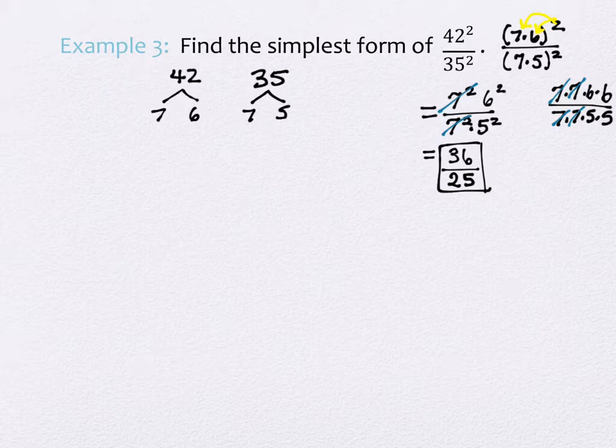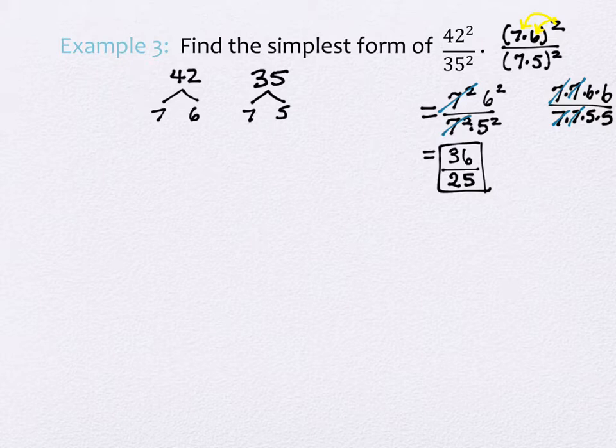36 and 25, or 6 squared and 5 squared, don't have any factorizations in common. I mean, I can break 6 down into 2 and 3, but I can't break 5 down into anything that will simplify, so it doesn't help me any. Okay? Any questions on that one?